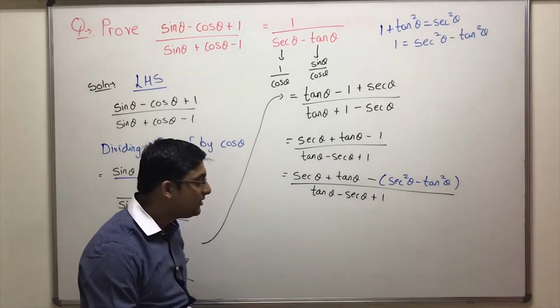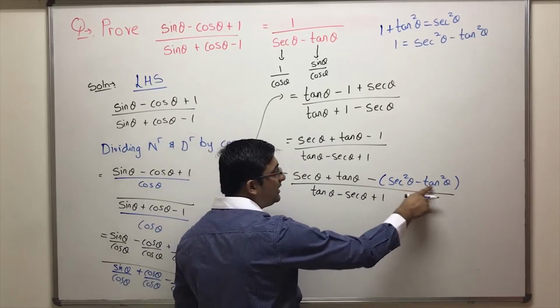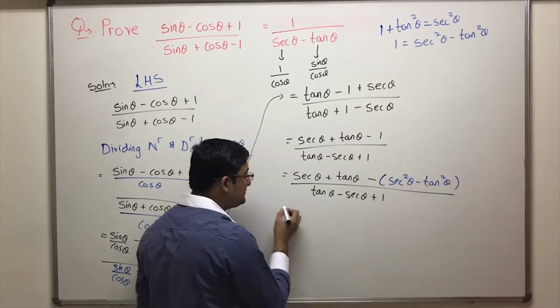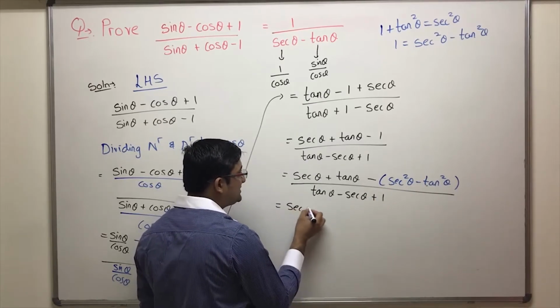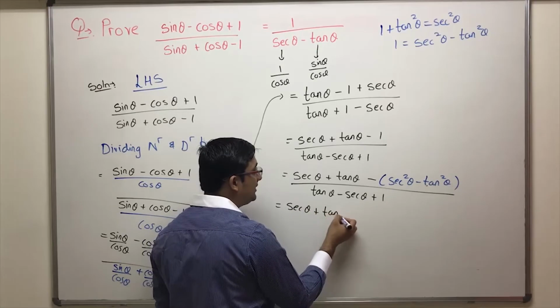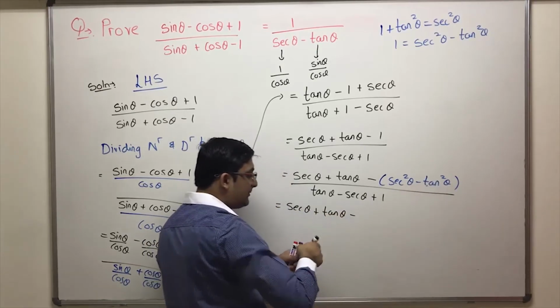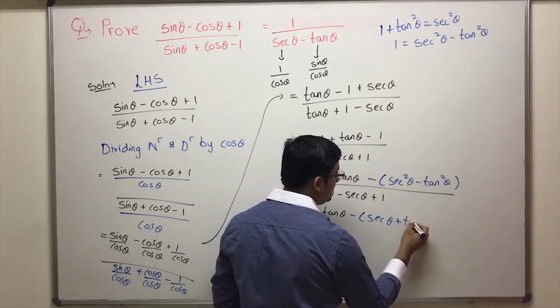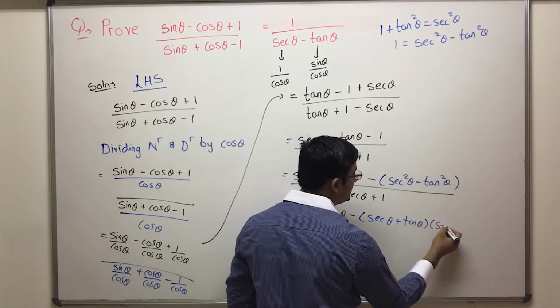Is this clear? Now this is basically a square minus b square. So I can split this as a minus b into a plus b. So this is equal to sec theta plus tan theta minus, a square minus b square will become a plus b into a minus b.